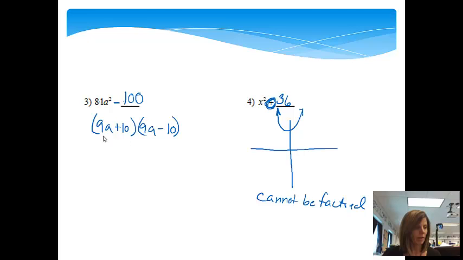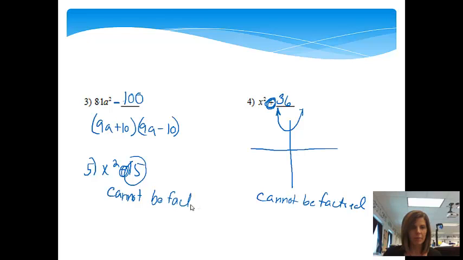And I do have one more. If I had something that looked like this, x squared minus 15. Notice this time there is a minus sign. We do have a quadratic binomial, but you cannot square root the 15 nicely. So this one also would be a cannot-be-factored problem. There we go. Okay, so hopefully now you can factor special products.